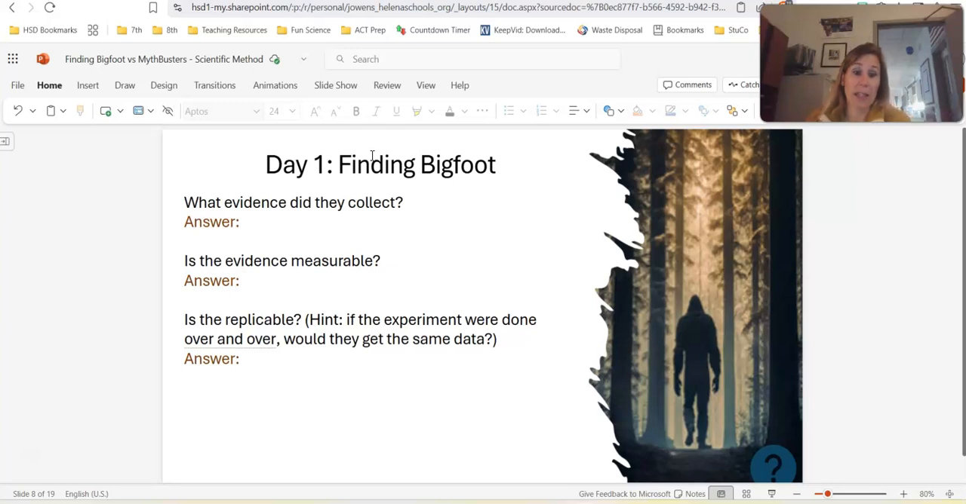What evidence did they collect? Is this evidence measurable, meaning can we form data from this? Can we have actual facts and data and numbers and things like that? Is it replicable?